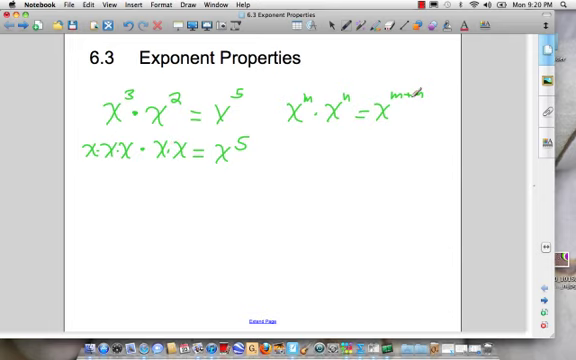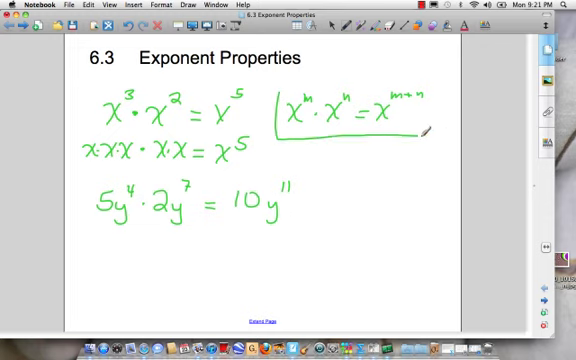Okay, so that's the first exponent property, and there could be trickier problems. For example, if I wrote 5y to the 4th times 2y to the 7th, well, I can go ahead and multiply the coefficients. 5 times 2 is 10, and then y to the 4th times y to the 7th, well, altogether there would be 4 plus 7, or 11 y's. So when I box this up, that is your first exponent property that you're responsible for knowing.